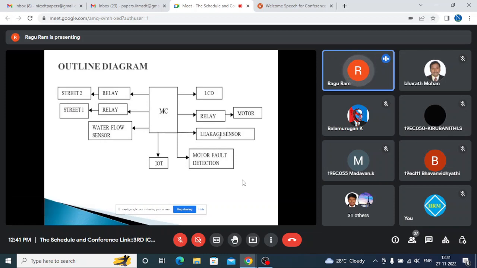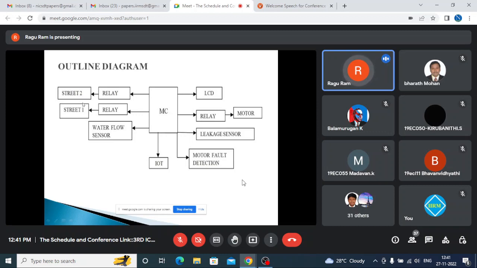The motor fault system is used to detect when any fault occurs in a motor. With the water flow sensor, how the speed of the water and how the water is flowing are all shown.